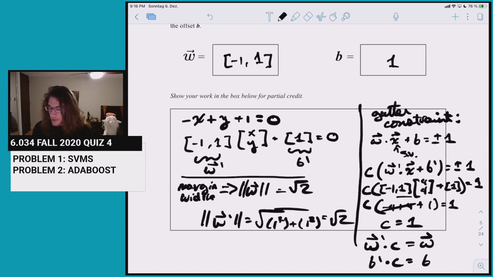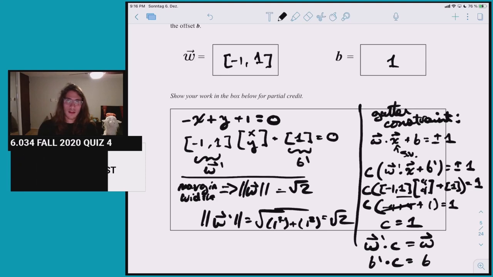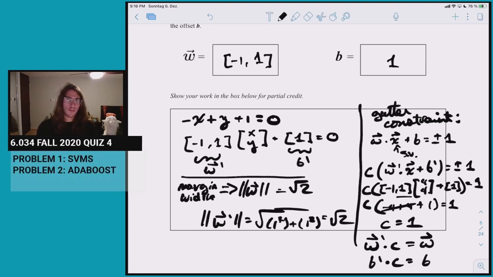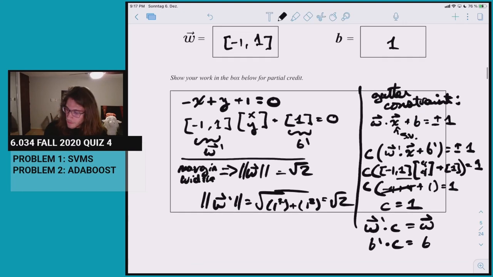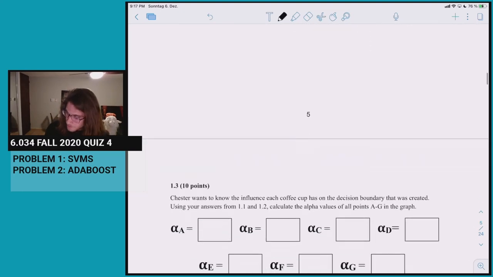Yep. And that is the final answer to this part of the question. This was actually relatively simple. Usually it is not the case that the W vector is equal to the first W prime vector that you get, the same with B. Usually you have to rescale some amount, but we just got lucky with this particular problem.